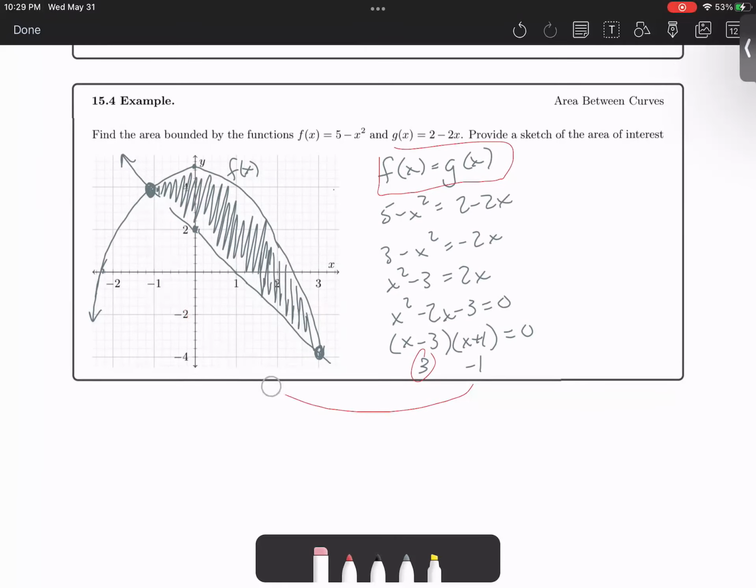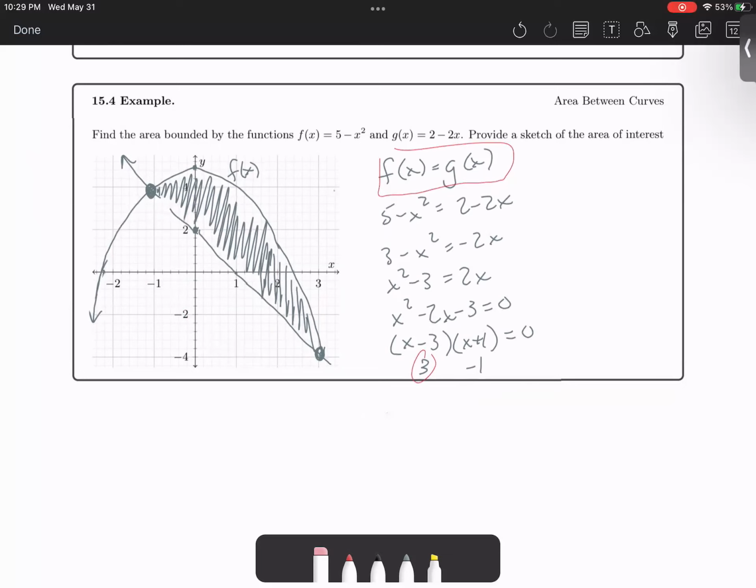Okay, so I think now we know what we need to do. We just need to do it. We need to integrate from minus 1 to 3. And now which function is on top? It's the f of x. So f of x minus g of x. F of x minus g of x is going to give me these heights. And then I'll integrate these heights. So I'll add them all up. And it will eventually give me the area between these two functions.